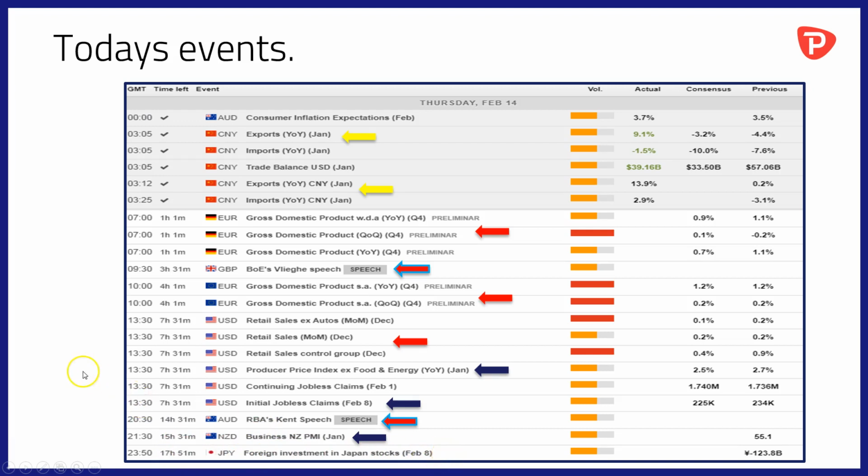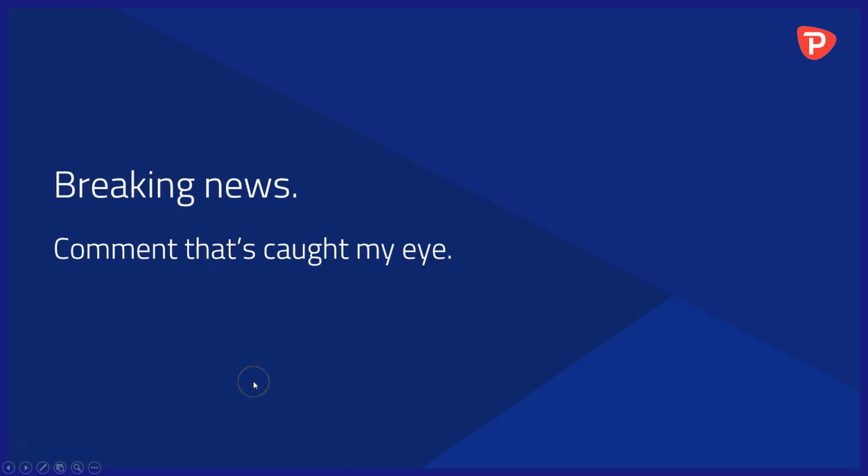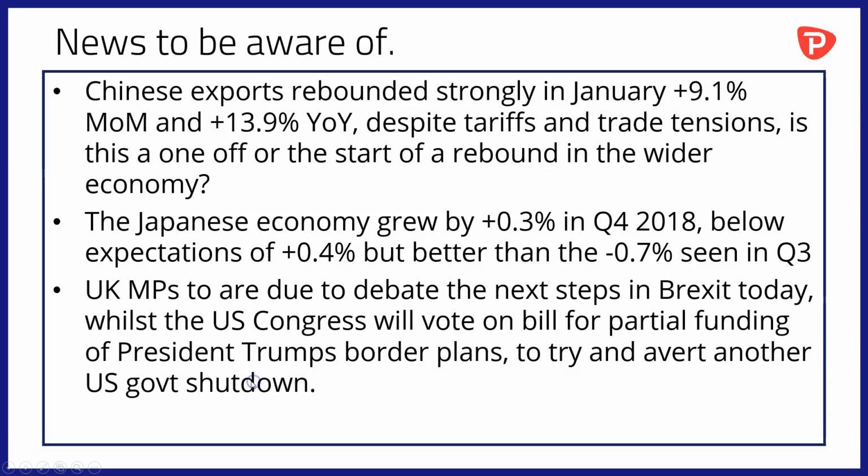Okay then, breaking news and comment that's caught my eye overnight. First of all, Chinese exports rebounded strongly in January, rising by 9.1% month over month and 13.9% year over year, and this despite tariffs and ongoing trade tensions. Well, the question is, is this a one-off, or is it the start of a rebound in the wider economy? And I think that's what traders in the market as a whole will be thinking about over the coming days.